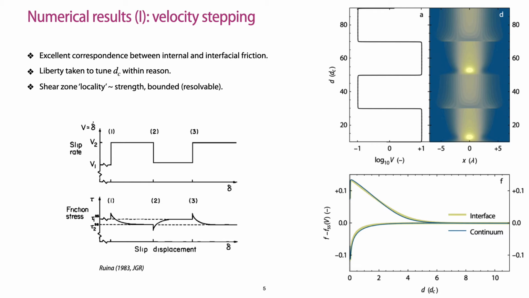The response to sudden velocity increases and sudden velocity decreases of both models are recorded in the figure on the bottom right, in which the classical interfacial model is represented by the thick yellow line and the regularized continuum model by the thin dark blue line.